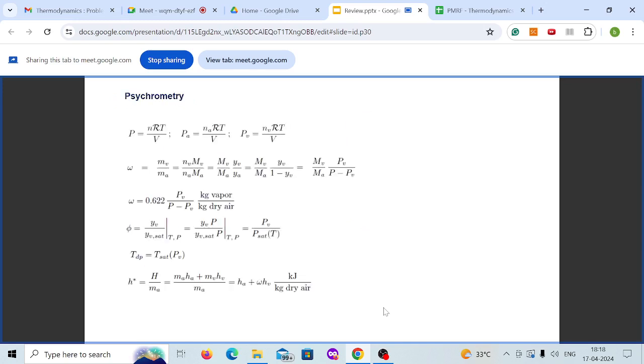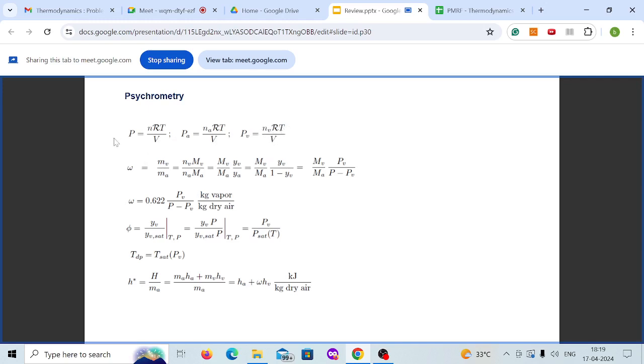Then moving on to psychrometry. Psychrometry is the study of moist air, so you have a mixture of water vapor and air. We can assume each component, water vapor and air, behaves as an ideal gas, and you can apply the ideal gas law. That gives you P equal to nRT by V, where n is the number of moles, R is the universal gas constant. With subscript a denoting dry air, P_a V equal to n_a R T, and similarly with v denoting water vapor, P_v V equal to n_v R T.